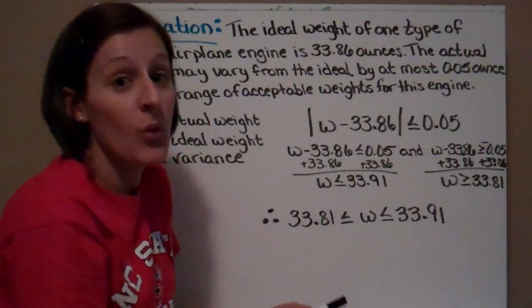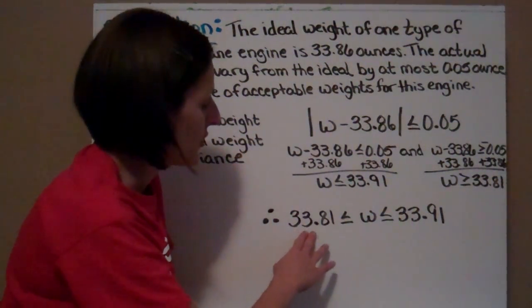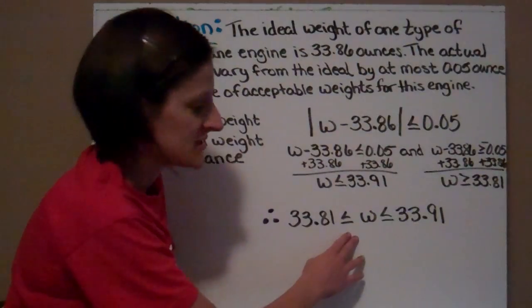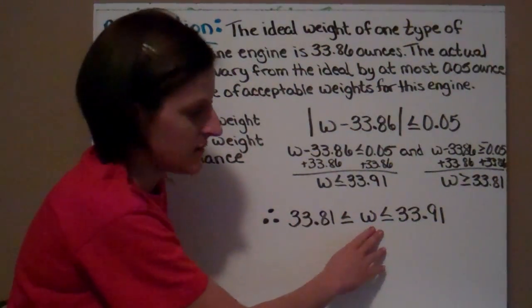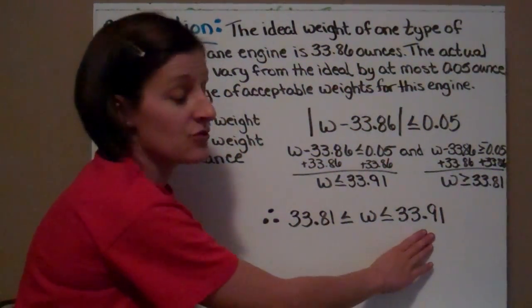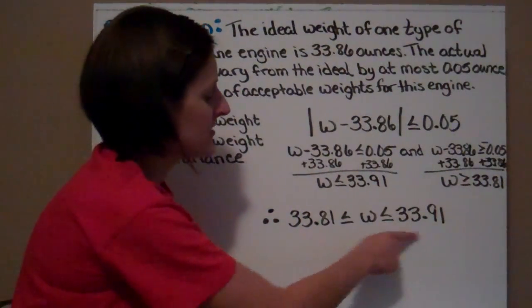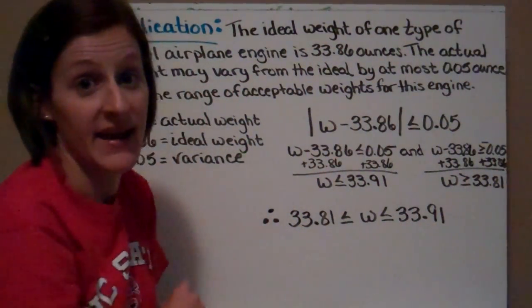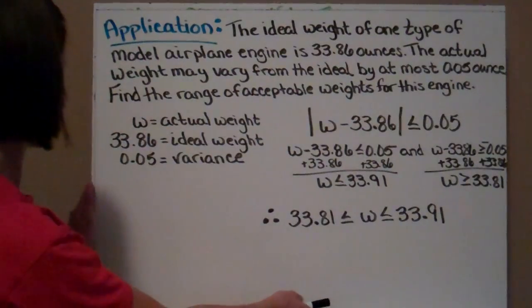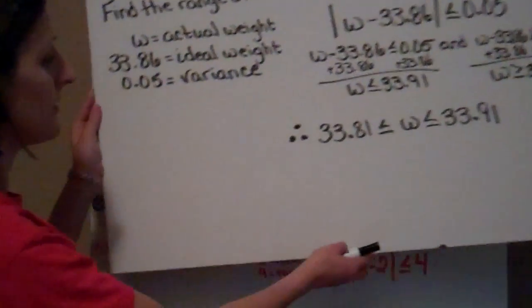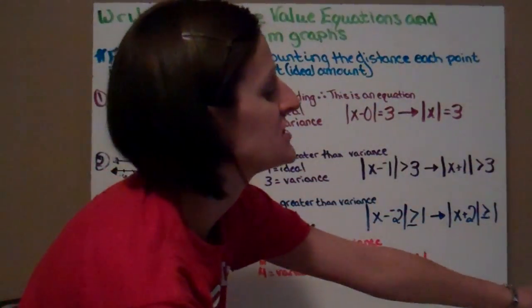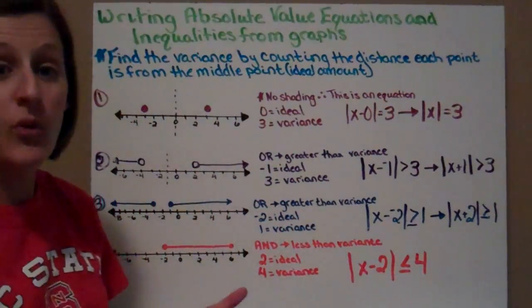So, the weight of my engine can vary from 33.81, which is less than or equal to what the actual weight can be, which is less than or equal to 33.91. So this is the range of the weight of the engine for my airplane. Now let's write some absolute value equations and inequalities from graphs.